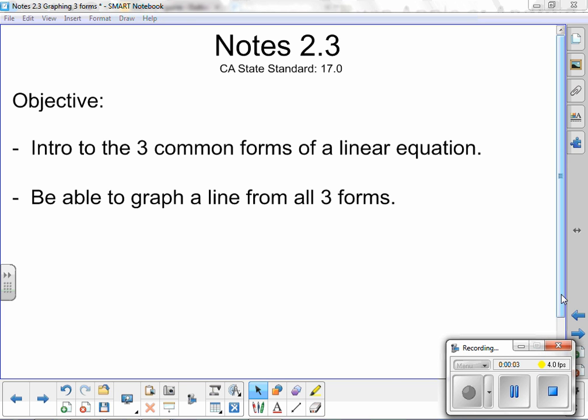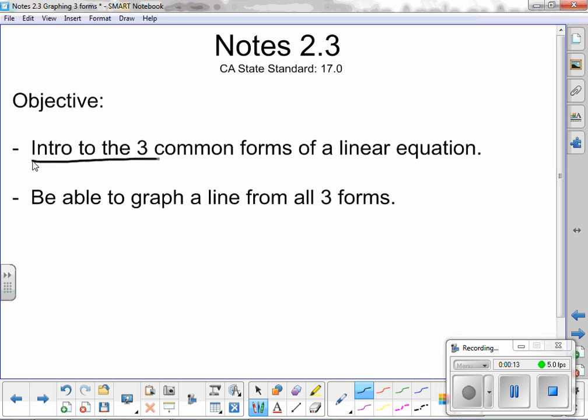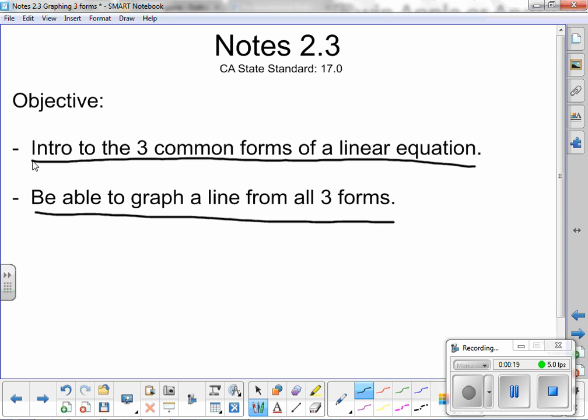Okay, so here are your notes 2.3. Objectives in this one. It's for my honors class, by the way. I'm going to intro you guys to the three common forms of a linear equation, and hopefully you'll be able to graph a line from all three forms by the end of this lesson. So just being able to identify the forms and then being able to graph it once you can identify them. It's basically the goals of this lesson.